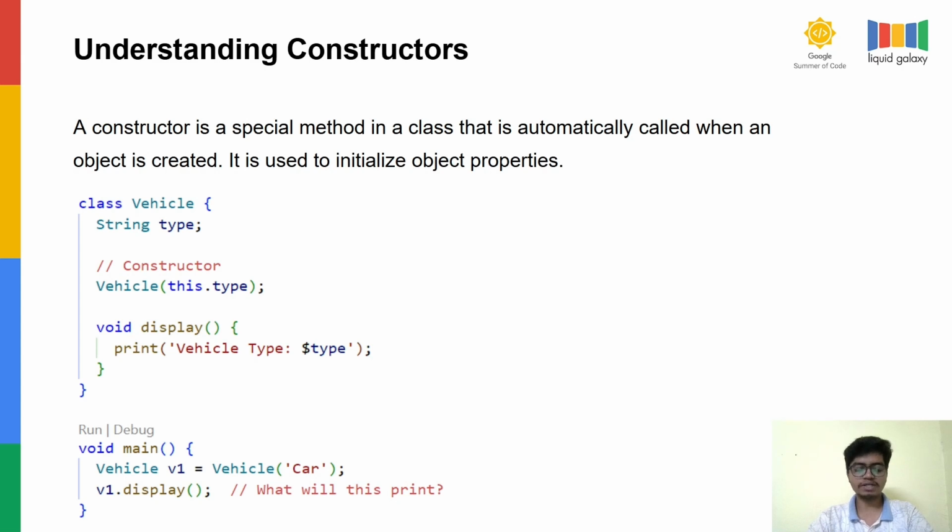Now in the main function, I have created an instance of the class Vehicle and I'm passing car as an argument. So I am creating an instance of the class, so the constructor will be automatically called and it stores the value of type as car. So when I call v1.display, I am calling the display method, then it will print vehicle type car. Basically, the output of this code will be vehicle type car. I hope you have understood constructors.